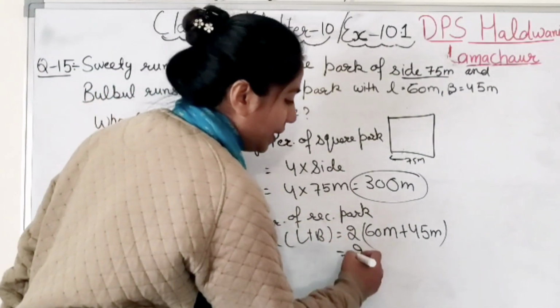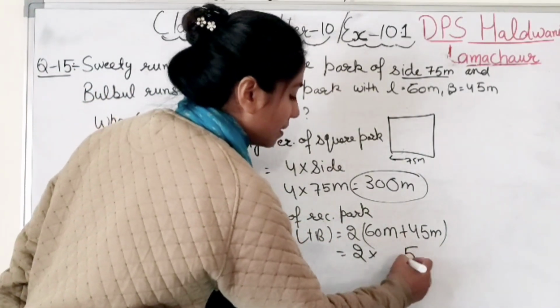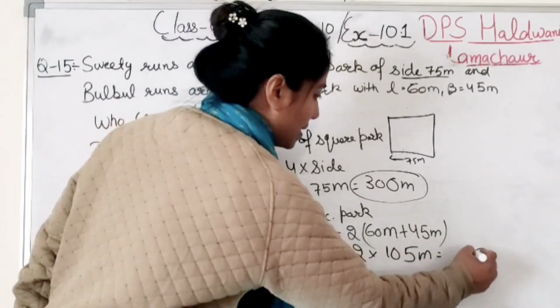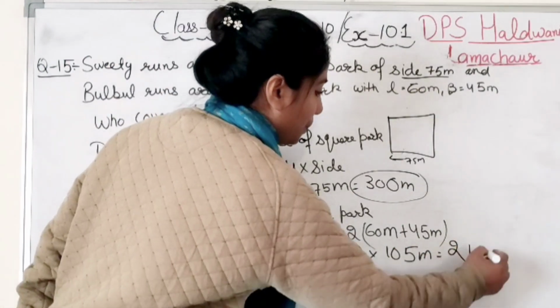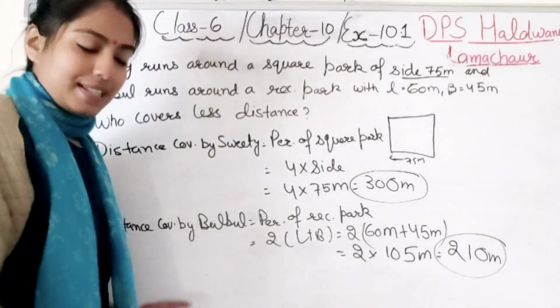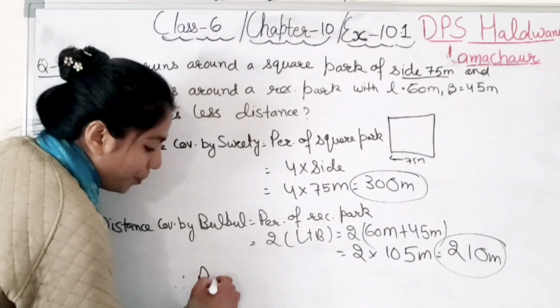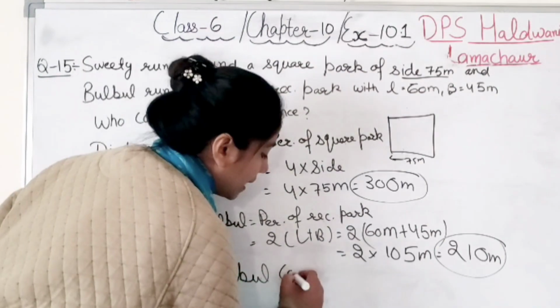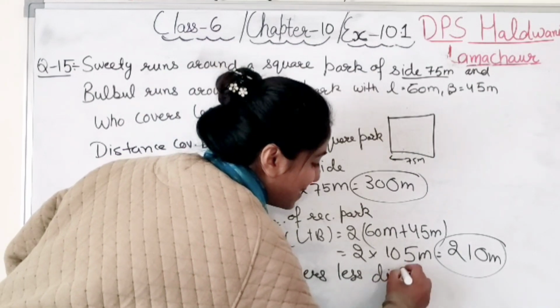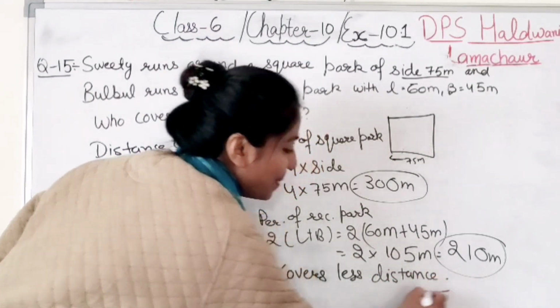Right? 2 into 105. So when you multiply 5 2s are 10. 1 2 1s are 2. 210 meter. Whose perimeter is less? Bulbul perimeter is less. So therefore Bulbul covers less distance. Right student? Question is very simple, no?